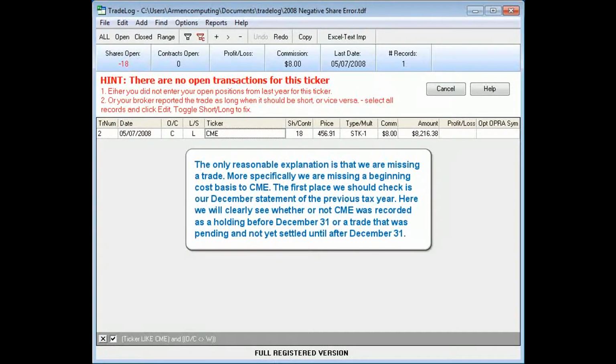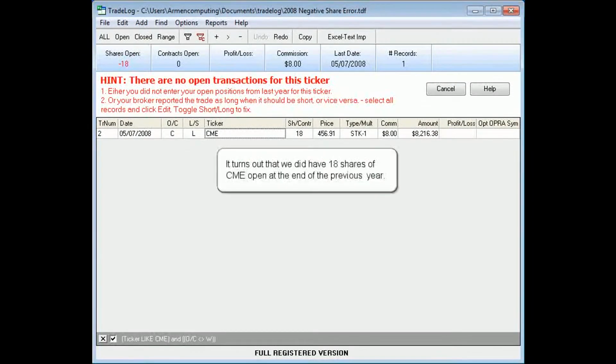The only reasonable explanation is that we are missing a trade. More specifically, we are missing a beginning cost basis to CME. The first place we should check is our December statement of the previous tax year. Here we will clearly see whether or not CME was recorded as a holding before December 31st or a trade that was pending and not yet settled until after December 31st. It turns out that we did have 18 shares of CME open at the end of the previous year.